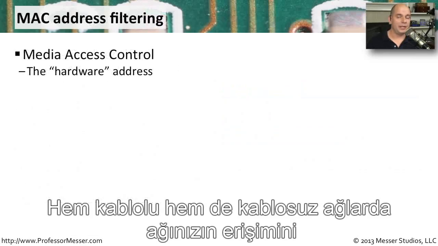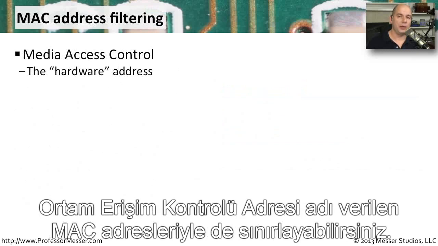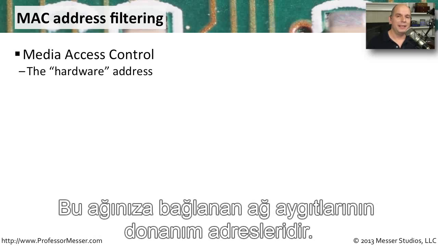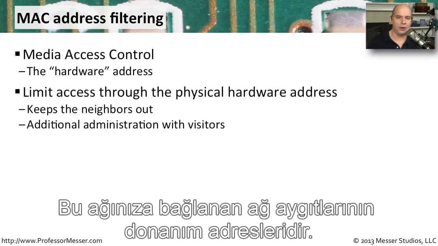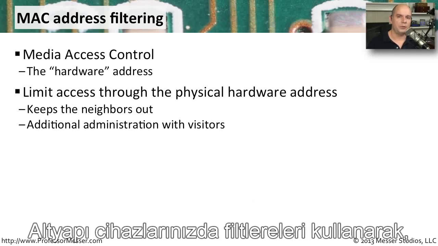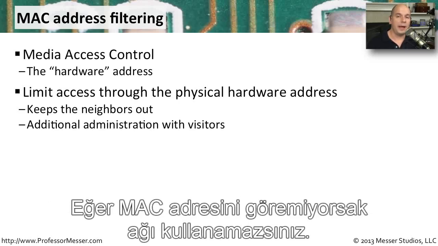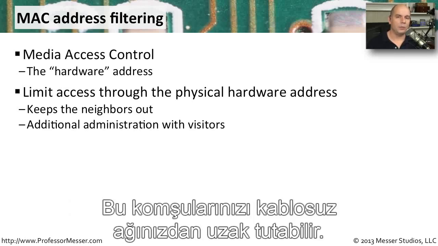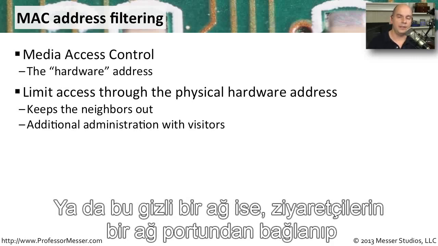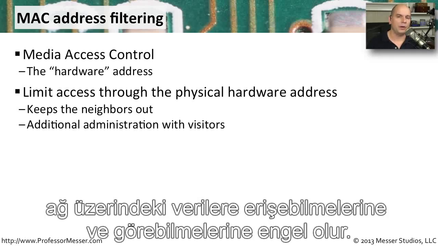On both wired and wireless networks, you can restrict who accesses your network through something called a Media Access Control Address or a MAC address. This is the hardware address of the network devices that are connecting on your network. By setting up filters in your infrastructure devices, you're limiting who can use the network based on where the network is originating from. If we don't see your MAC address, you aren't able to use the network. This might keep the neighbors out of your wireless network, or if it's a private network, it keeps visitors from plugging into an available network port and seeing and accessing information across the network.